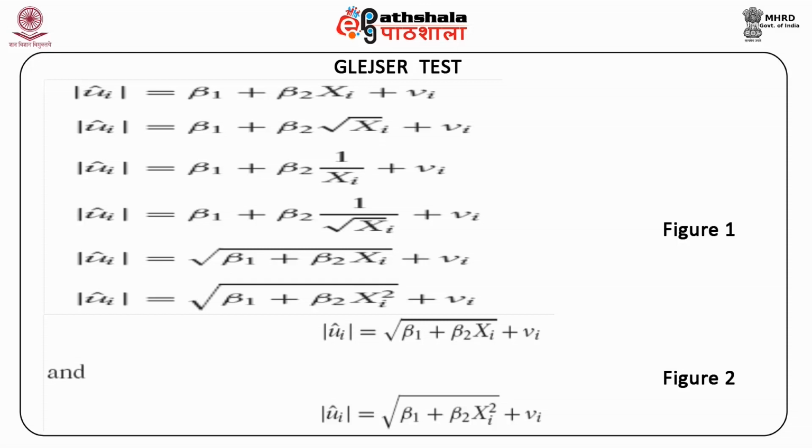However, again there are some problems with the Glejser approach. As Goldfeld and Quandt pointed out, the error term Vi itself may be heteroscedastic. And an additional difficulty with the Glejser method is that the models, such as shown in figure 2, are non-linear in the parameters and therefore cannot be estimated with the usual OLS procedure.